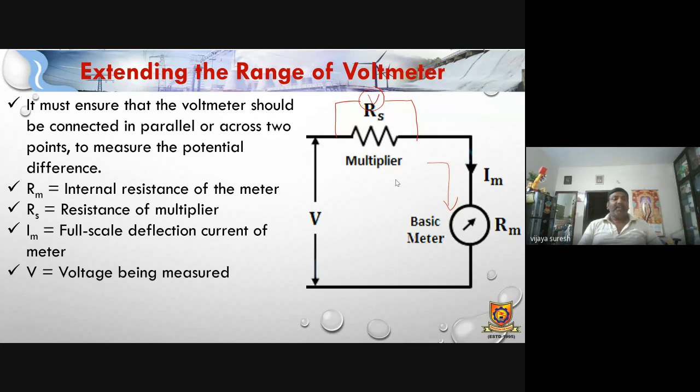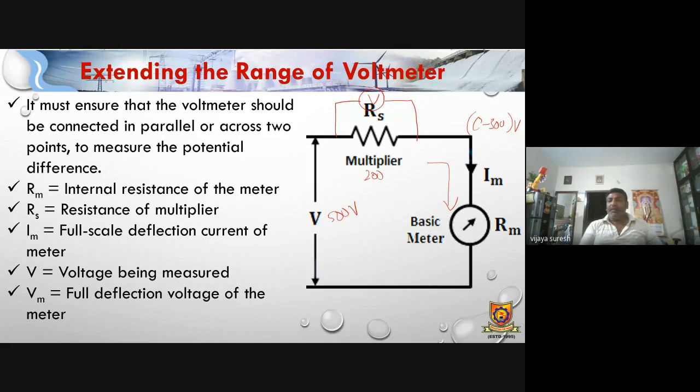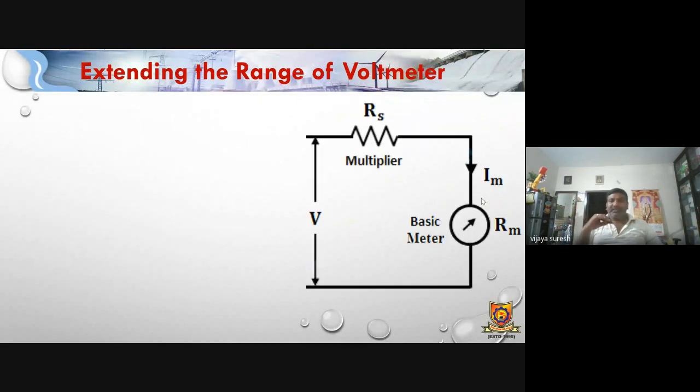V, the amount of voltage being measured. And Vm is the full scale deflection voltage of the meter. Suppose it is a 0 to 300 volts range voltmeter. I am giving 500 volts as input. So 200 should be dropped here, and the remaining 300 should pass here. Because that meter can measure only 300, so that becomes Vm. Now the same circuit, the multiplier we are going to calculate.